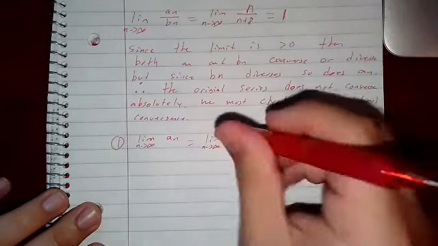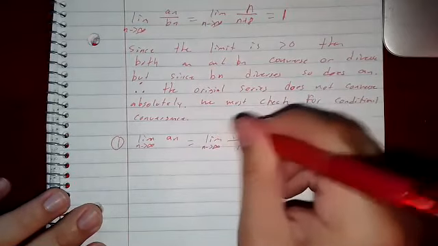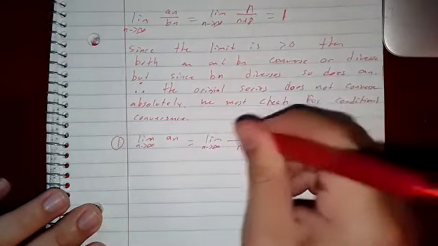Oh, sorry, I forgot one thing. You don't do the negative alternating piece. You just do the AN.